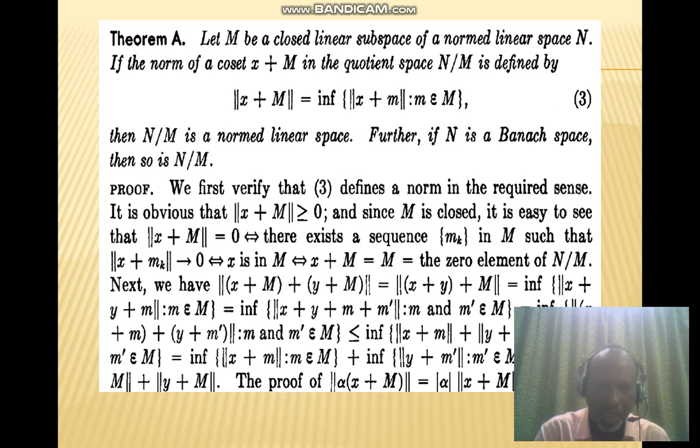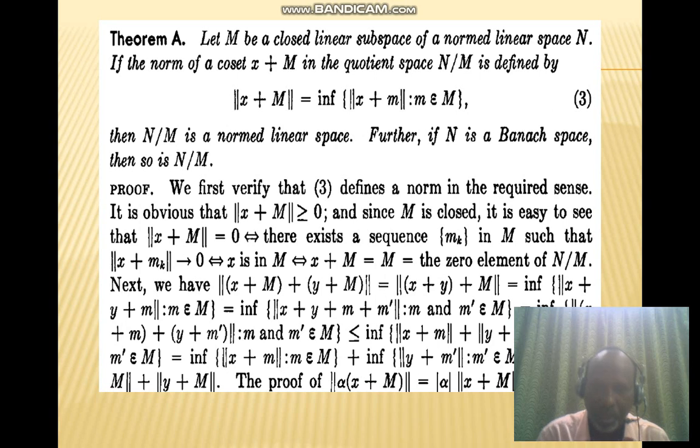So one is norm of x plus m and another is norm of y plus m dash. Now you separate this into two different norms, so you will be getting less than or equal to infimum of norm of x plus m plus norm of y plus m dash, and the infimum can also be distributed over these two terms. So the first infimum will become norm of x plus m and the second infimum will become norm of y plus m'. Therefore, the second inequality is true.